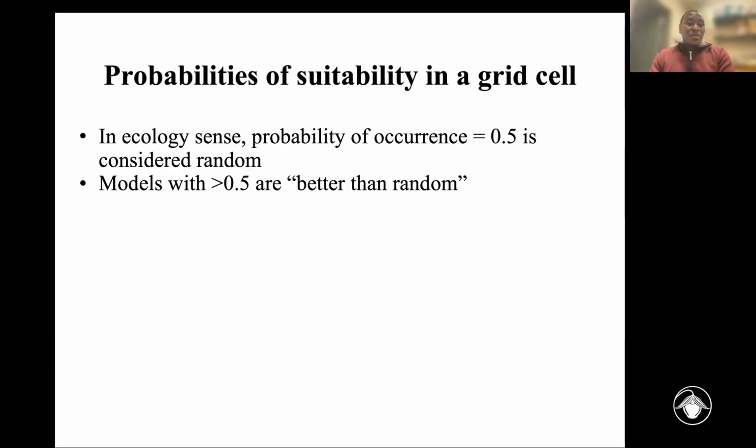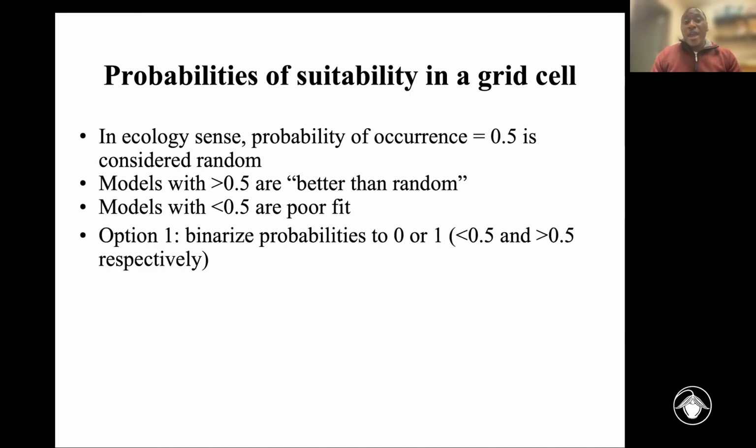So in an ecological sense, we might say the probability of occurrence is 0.5, which is random. And so for models where the prediction says that this particular grid cell has a probability of occurrence greater than 0.5, that means it's considered to be better than random. And grid cells that are predicted to be less than 0.5 are predicted to say, well, that area is not suitable for the plant given the prediction.